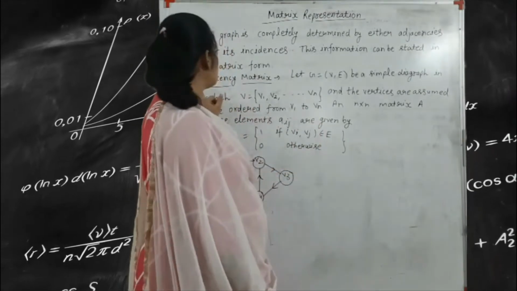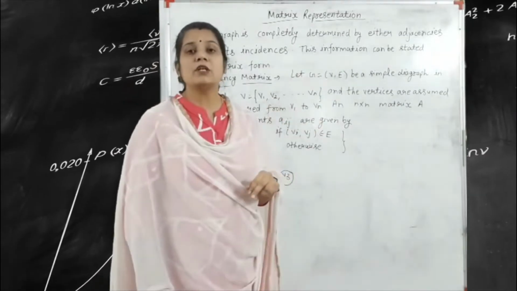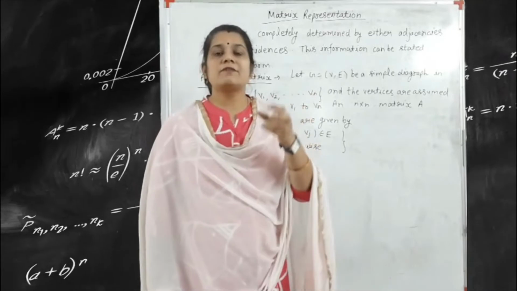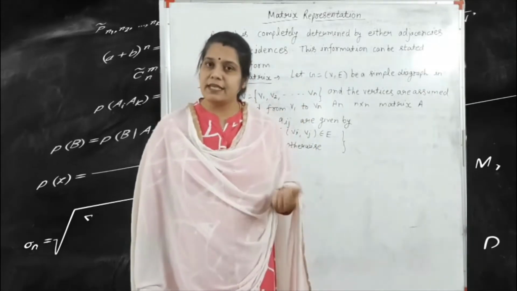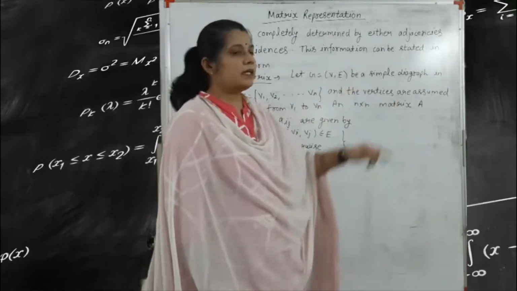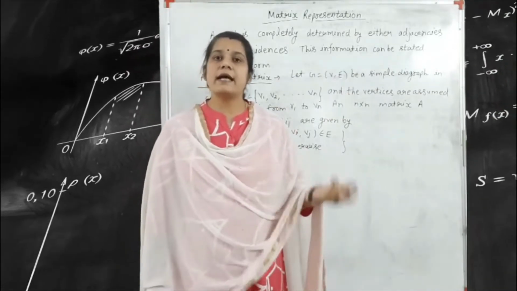Okay, so what is the adjacency matrix? Let G equal V comma E. That means we have already known that the structure of the graph is G equals V comma E, that means vertices and edges. Okay, so here G equals V comma E is a simple diagram, that means a directed graph.